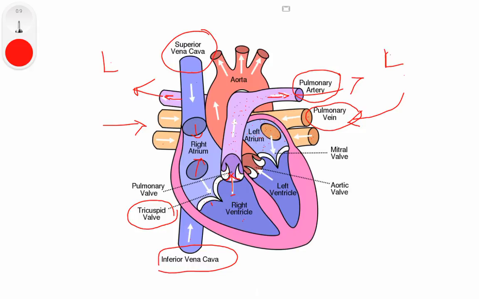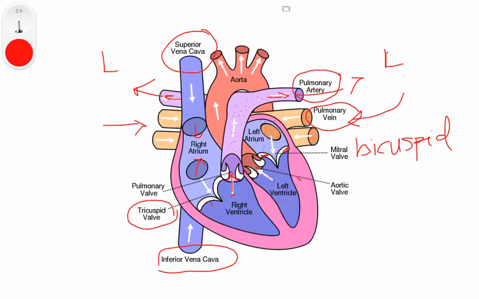The left atrium is guarded by this valve here, known as the mitral valve, also called the bicuspid. It's called bicuspid because the flaps are two. Unlike the tricuspid where the flaps are three, in the bicuspid the flaps are two. So it brings blood into the left atrium, and then this bicuspid valve allows the blood to get into the left ventricle.